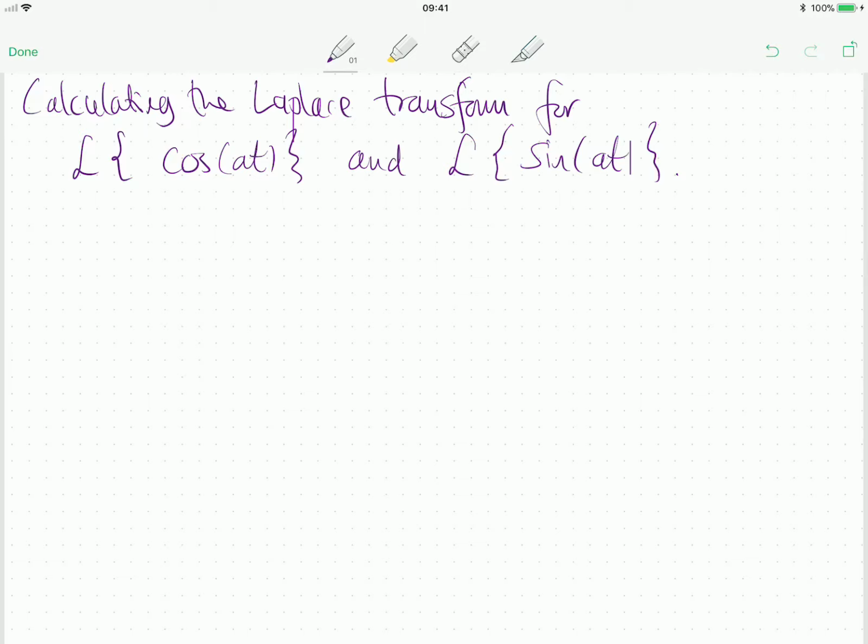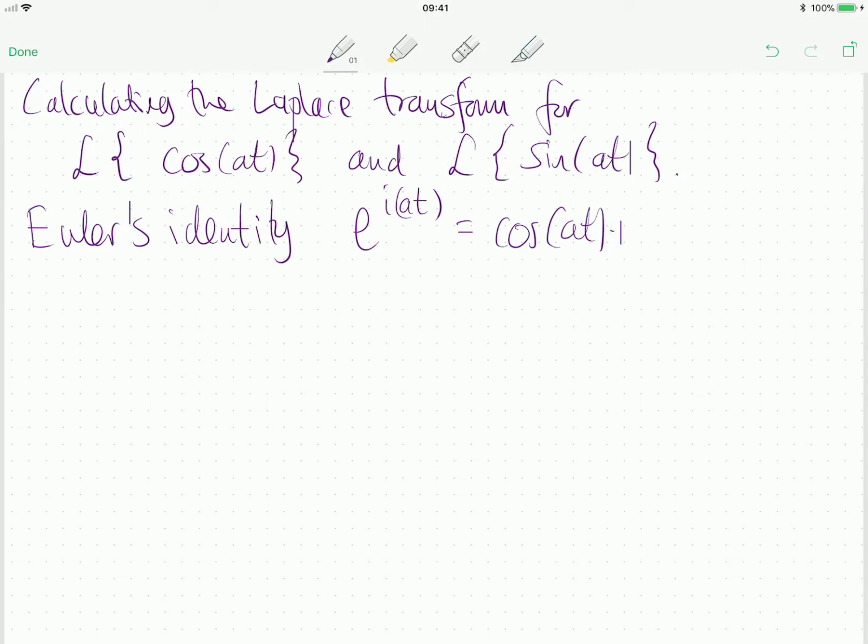Okay, so for this method we're going to make the most of Euler's identity, which tells us that e to the I theta, here using AT, is equal to cos AT plus I sine AT.